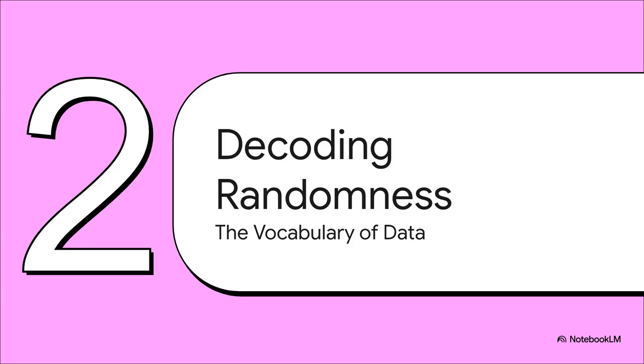So let's get into that language. In Section 2, we're decoding randomness. We're going to start with the absolute basic vocabulary you need to know to speak data.